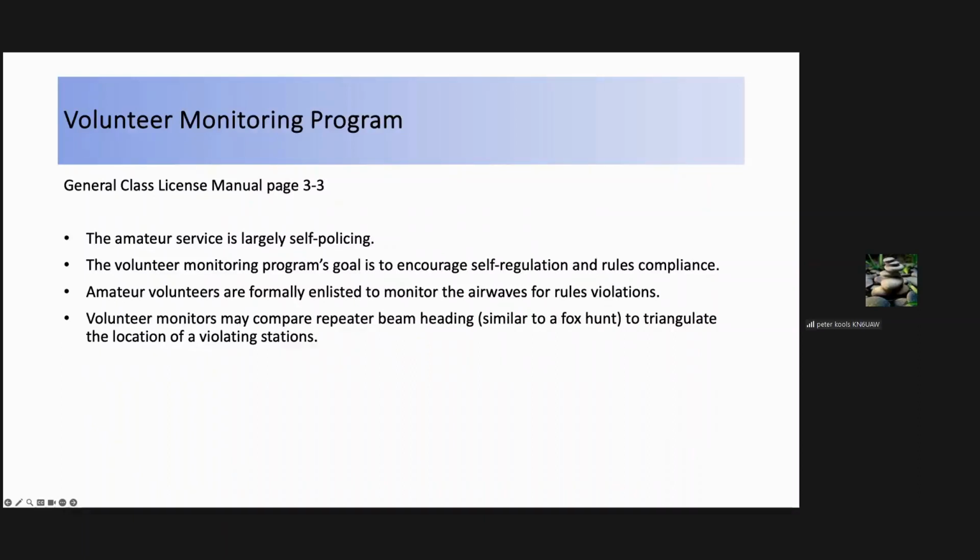All right, volunteer monitoring program. The amateur service is largely self-policing. There are no FCC amateur radio licensing police. The VM program's goal is to encourage self-regulation and rules compliance. Volunteers are formally enlisted to monitor the airwaves for rules violations.